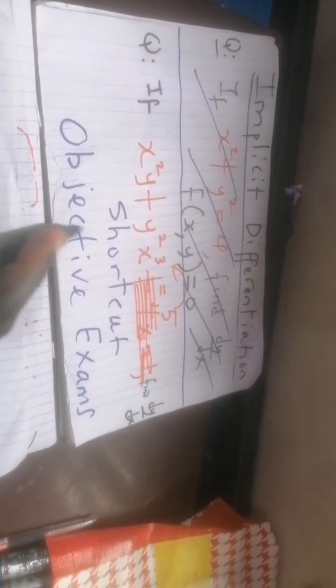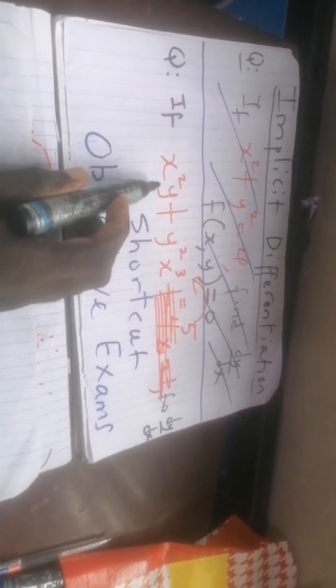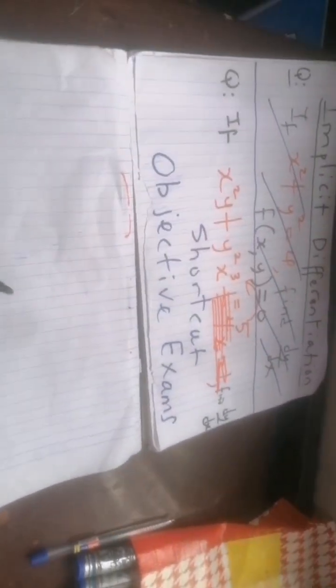So this question now is implicit. How are we supposed to know? When something is implicit, your x and your y will be joined together. If you look at this one now, what do you notice? My x and my y are joined together. So we know that is implicit. So let me go straight to the calculation.